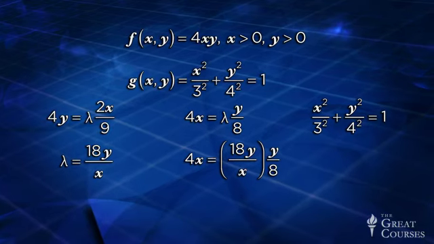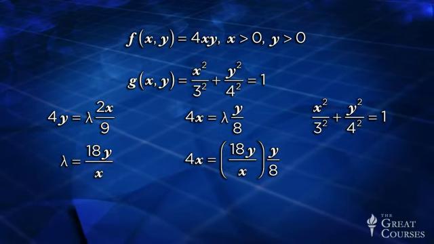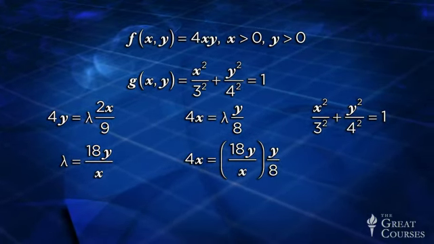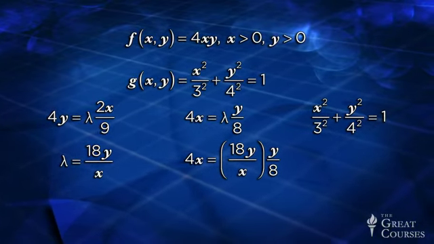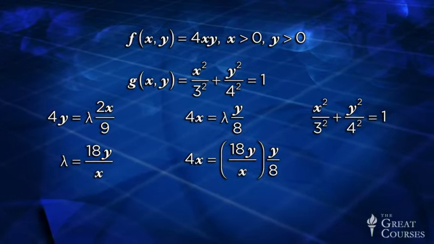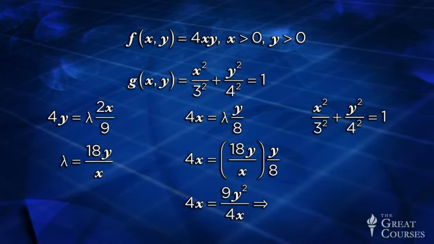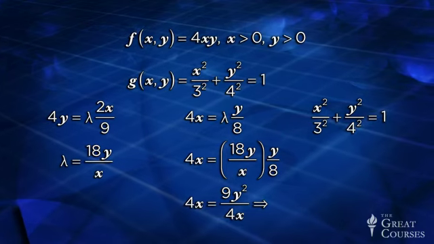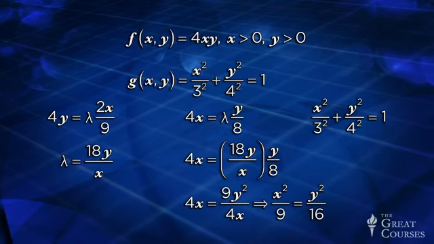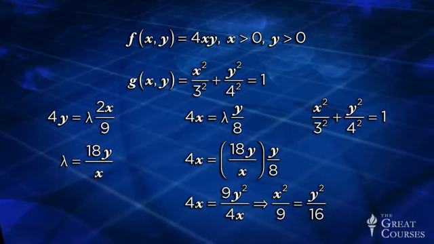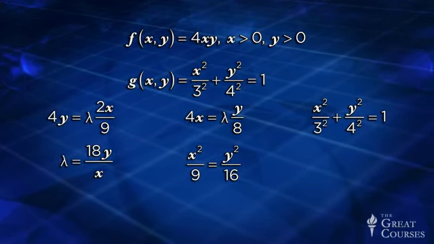The second equation is 4x equals lambda times y over 8. And instead of lambda, I'll plug in 18y over x. So I have 4x equals 18y over x times y over 8. And that means that 4x is 9y squared over 4x, simplifying a little bit. Well, divide by 9 and bring the 4 to the other side, and you have x squared over 9 equals y squared over 16. So that's another equation involving those unknowns, x and y.